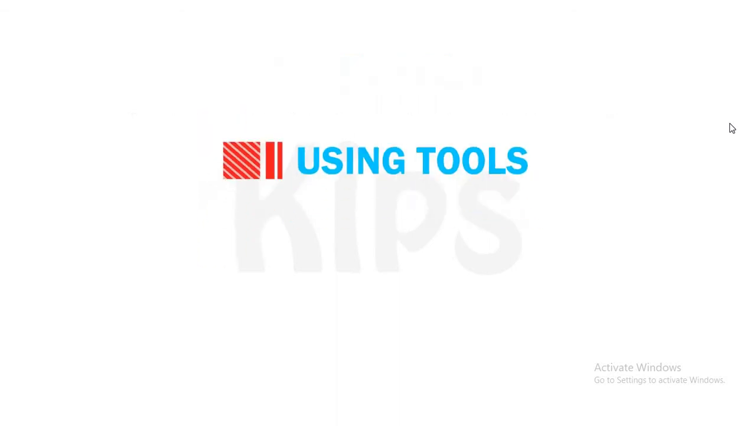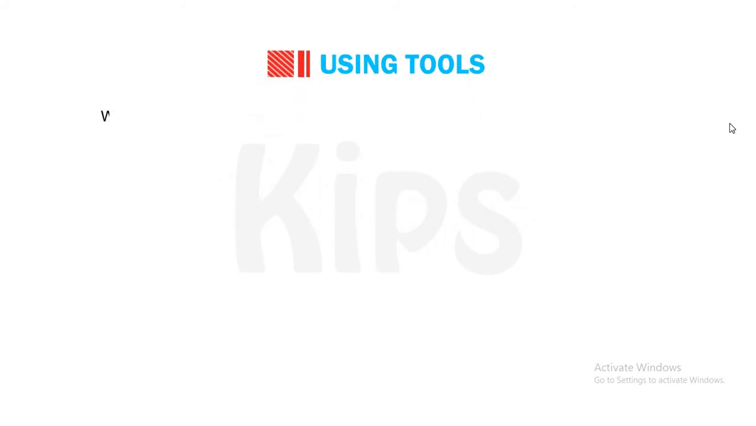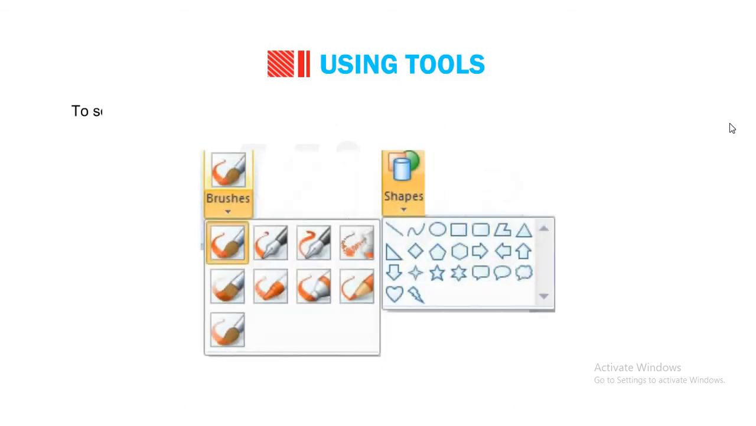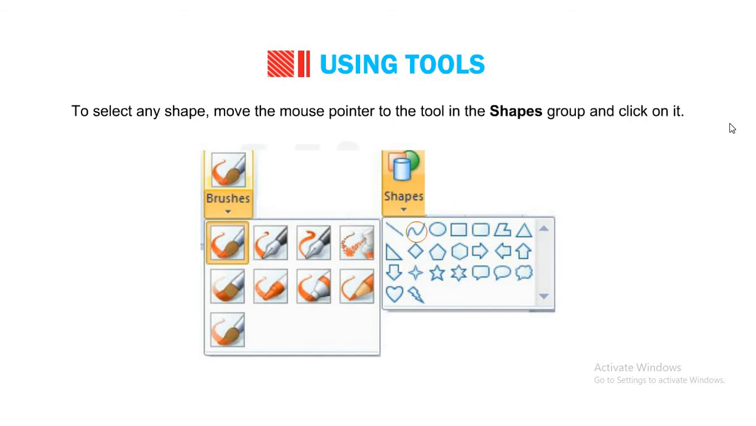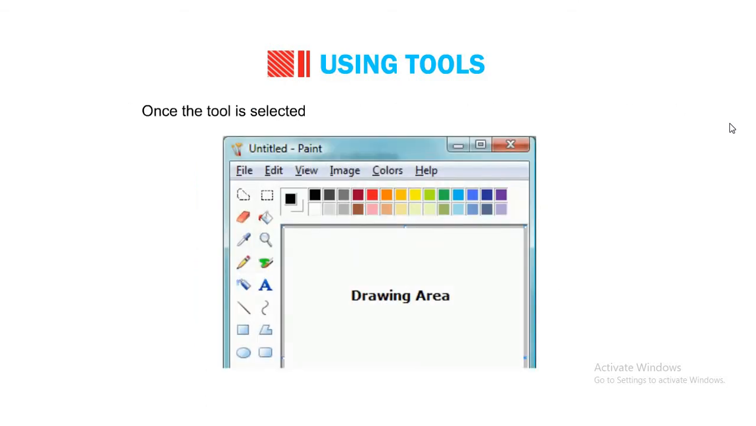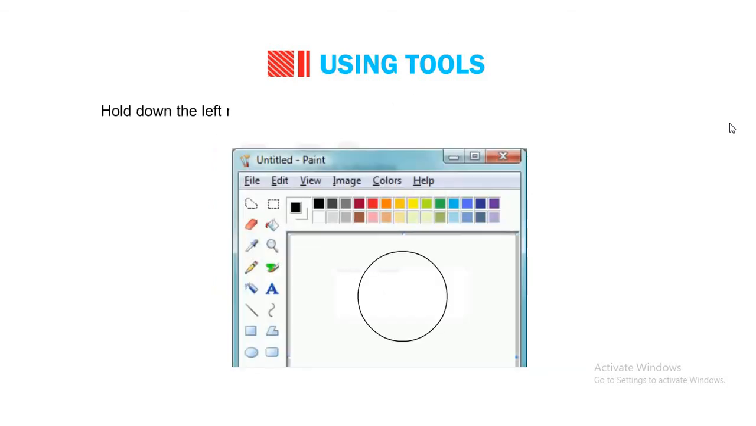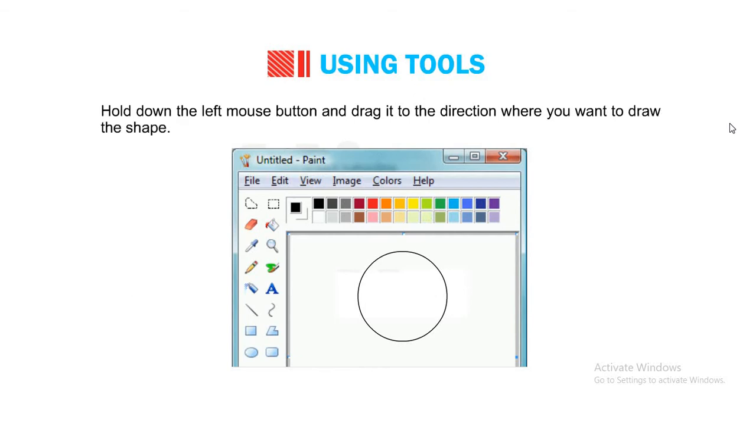Now we shall learn how to use tools. We can work in Paint with the help of tools present in the Shapes and Tools group. To select any shape, move the mouse pointer to the tool in the Shapes group and click on it. Once the tool is selected, move the mouse pointer to the drawing area. The pointer changes into cross symbol. Hold down the left mouse button and drag it to the direction where you want to draw the shape.